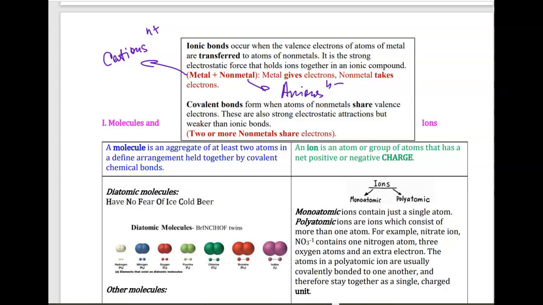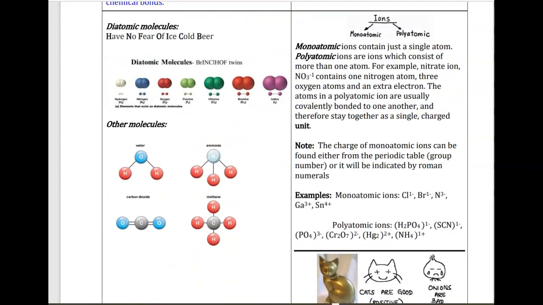And covalent bonds form when atoms of non-metals share valence electrons. Okay, so as I told you, only noble gases exist as single atoms. Other elements exist in compounds.